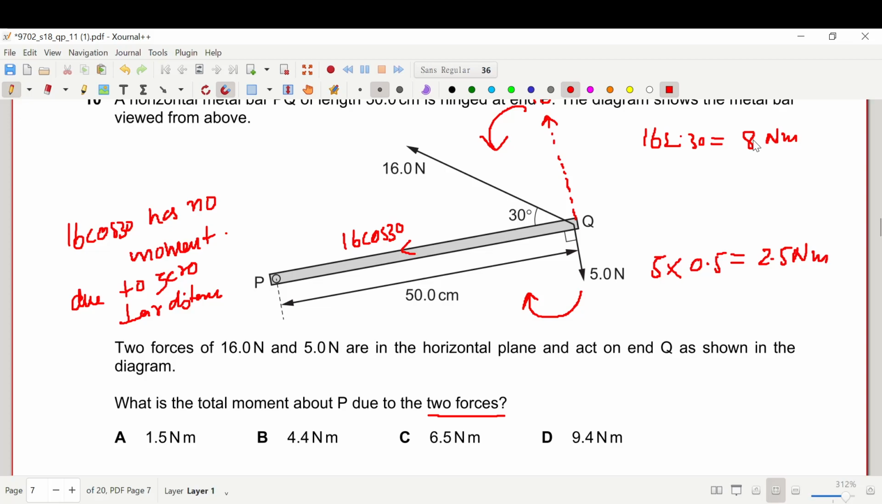And about this one, 8 Newton meter. 8 into 0.5, that makes 4 Newton meter. So total moment of them two is, now this is clockwise and this is anti-clockwise, so they will be subtracted. 4 minus 2.5, that makes 1.5. Okay, all right.